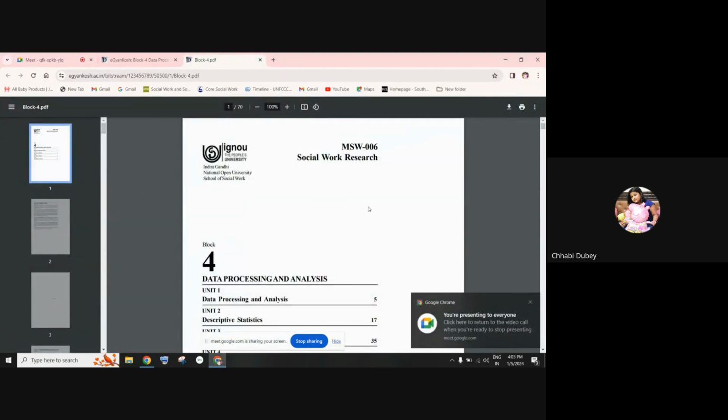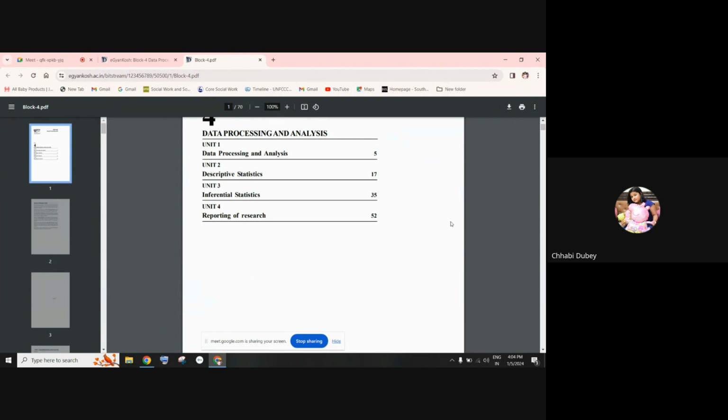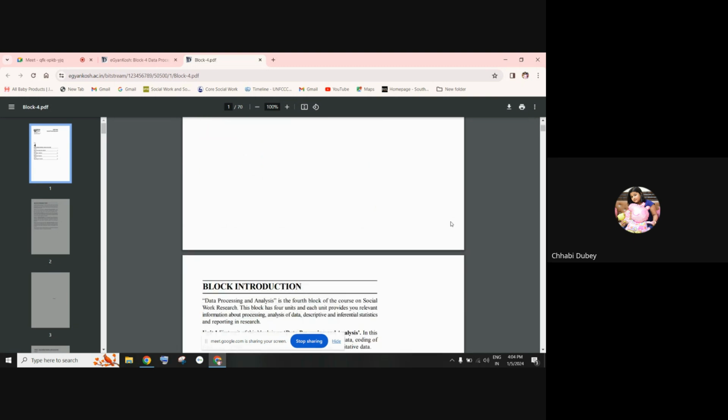So this is our social work research, data processing and analysis, the fourth block that we have to discuss today. Here again, there are four units in this block. The first will be dealing with the data processing and analysis, the whole process. Then the second unit will be a little bit about descriptive statistics. The third unit would be about inferential statistics, and finally the reporting of research, how the reporting in research has to be carried out.